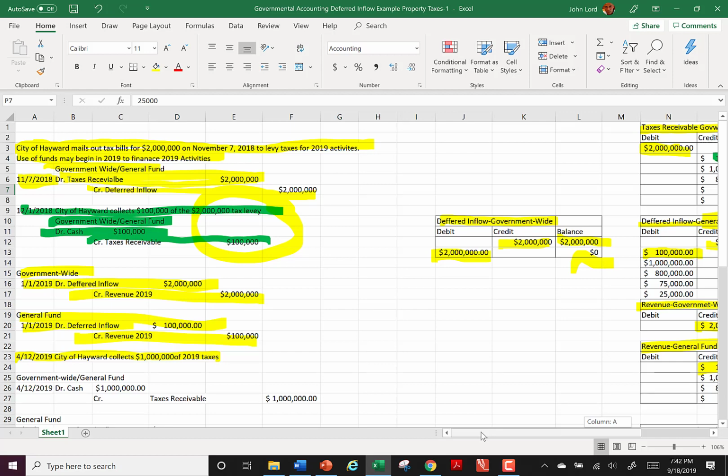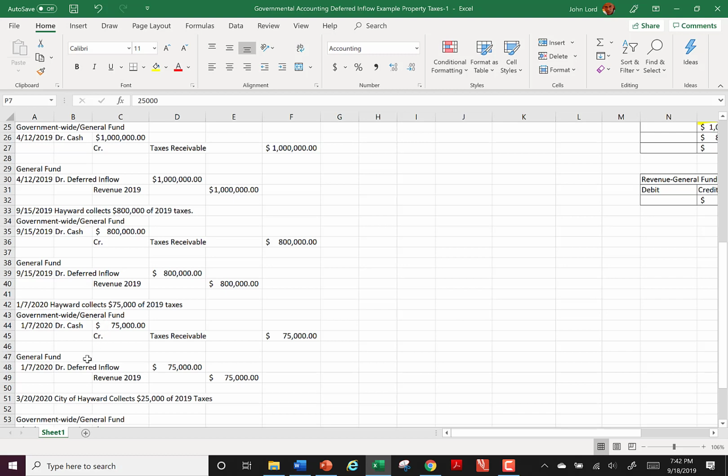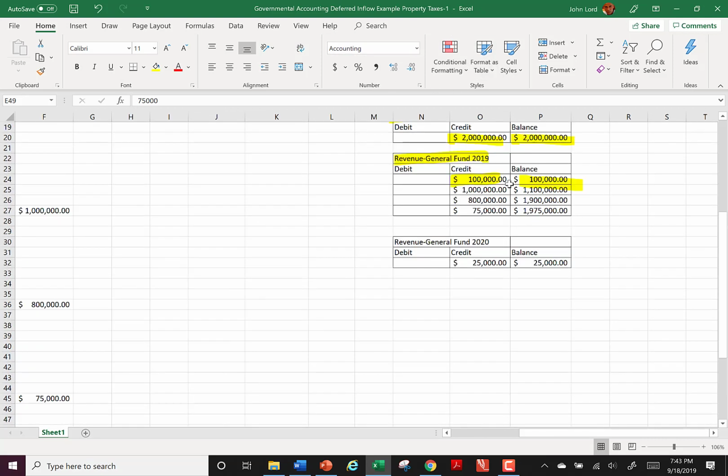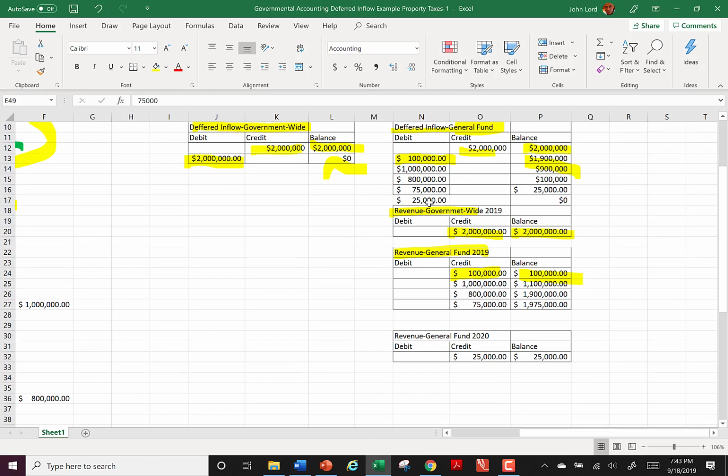But I go ahead and I can take that revenue at the fund level. I debit deferred inflow, credit revenue. You say, wait a minute, but you're in 2020 now. But I'm still within 60 days of 2019. So I've met my modified accrual rule here, right, for 2019 revenue. So I debit the deferred inflow. Deferred inflow still shows 25,000, and I'm taking the revenue now, 75,000 in my 2019 revenue ledger, right?